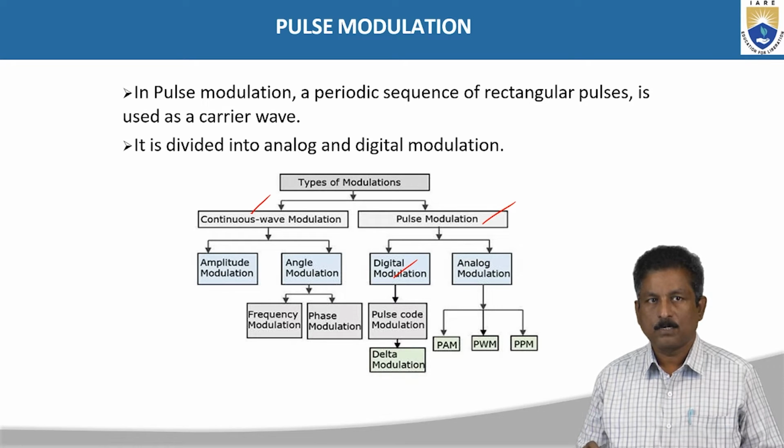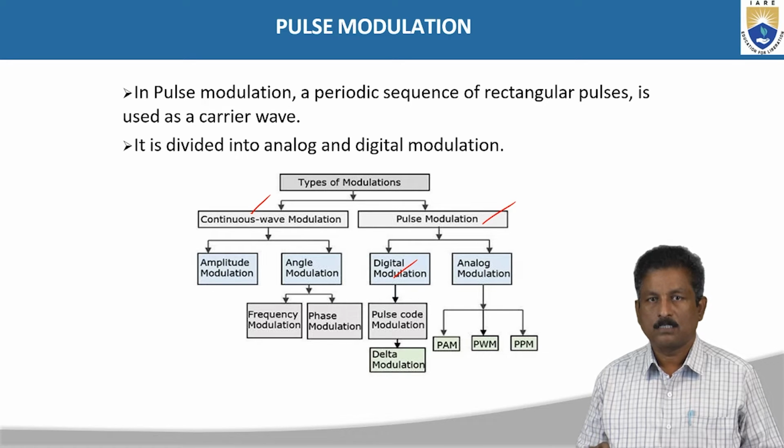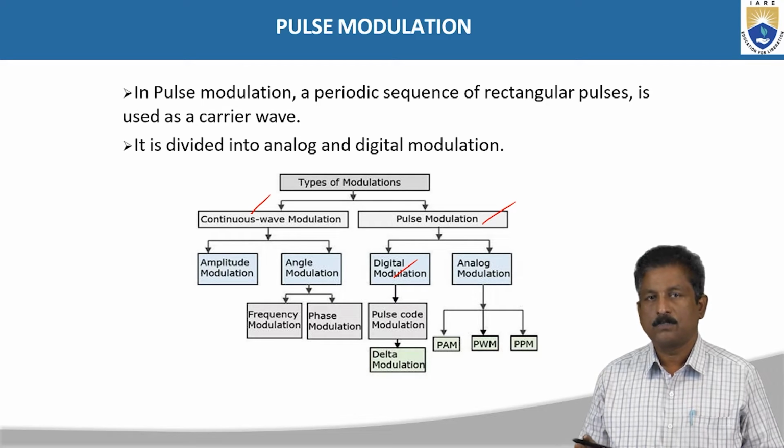Digital modulation is purely in the digital domain. An example is pulse code modulation, and the advanced ones are delta and adaptive delta modulation techniques. We need not worry about these modulation techniques. Now we are going to concentrate more on the analog modulation techniques.